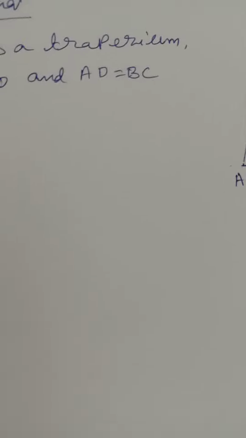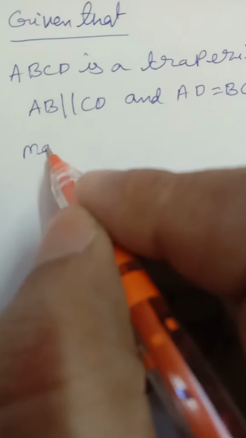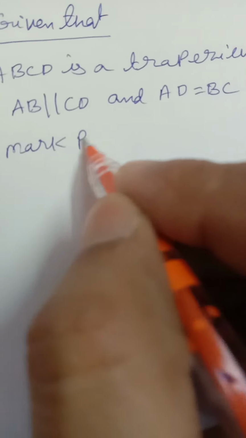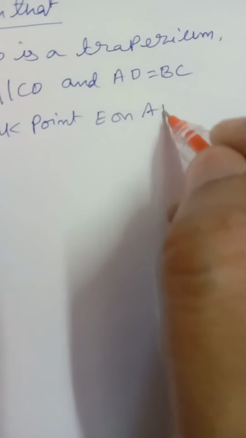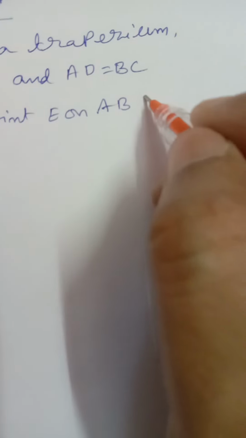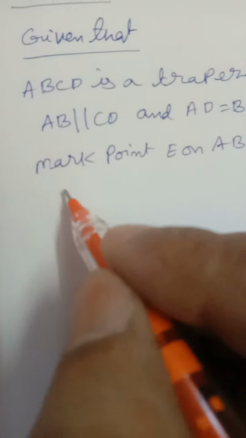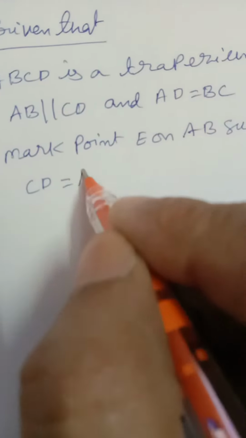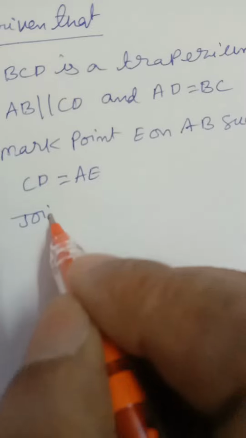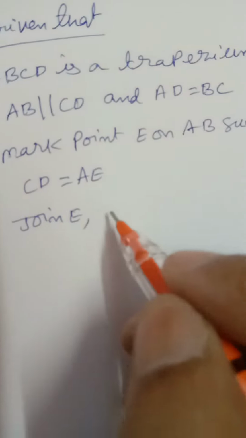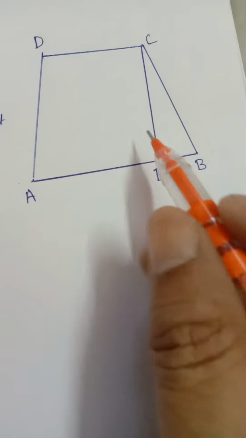AD is equal to BC. Join, mark point E on AB such that CD is equal to AE, and join E, C.